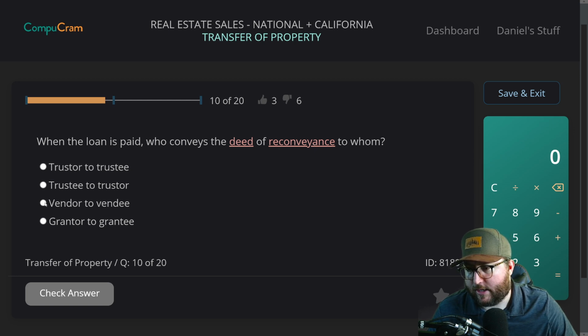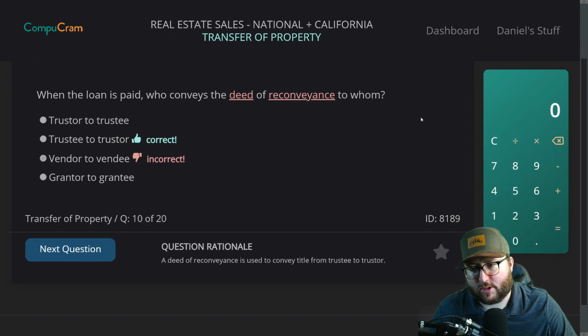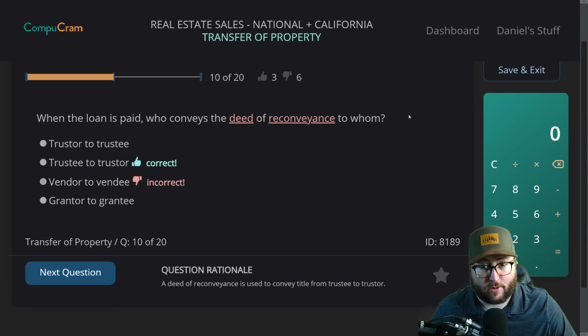I want to say vendor to vendee, but I don't think that's right. Trustor to trustee, trustee to trustor. A deed of reconveyance is used to convey title from trustee to trustor. This one's a lot of deeds and a lot of title. So that's like a transfer of property. This one's tough.